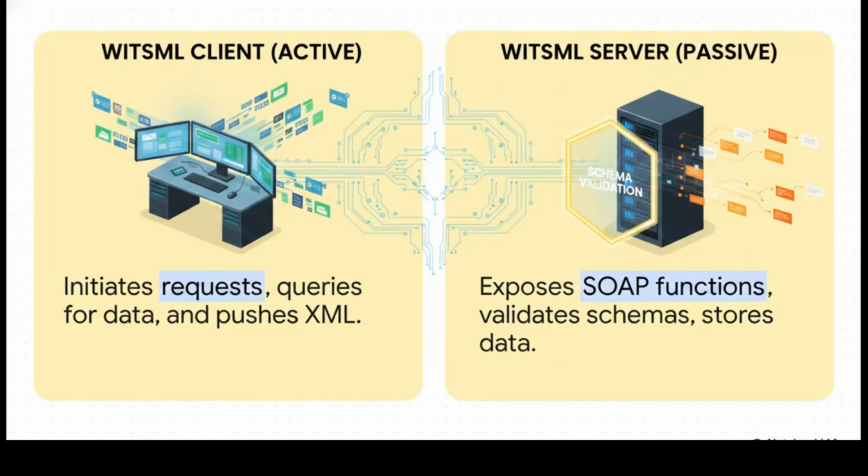Within the traditional WITSML store API, the client and the server have very distinct roles. The WITSML client is the active participant here. It initiates the requests, it queries for data, and it pushes the XML documents. The WITSML server, on the other hand, is essentially passive. It simply exposes specific SOAP functions, validates the incoming schemas, and either stores or returns the data objects just as the client requested. The server never just hands over data on its own, it always waits to be asked.